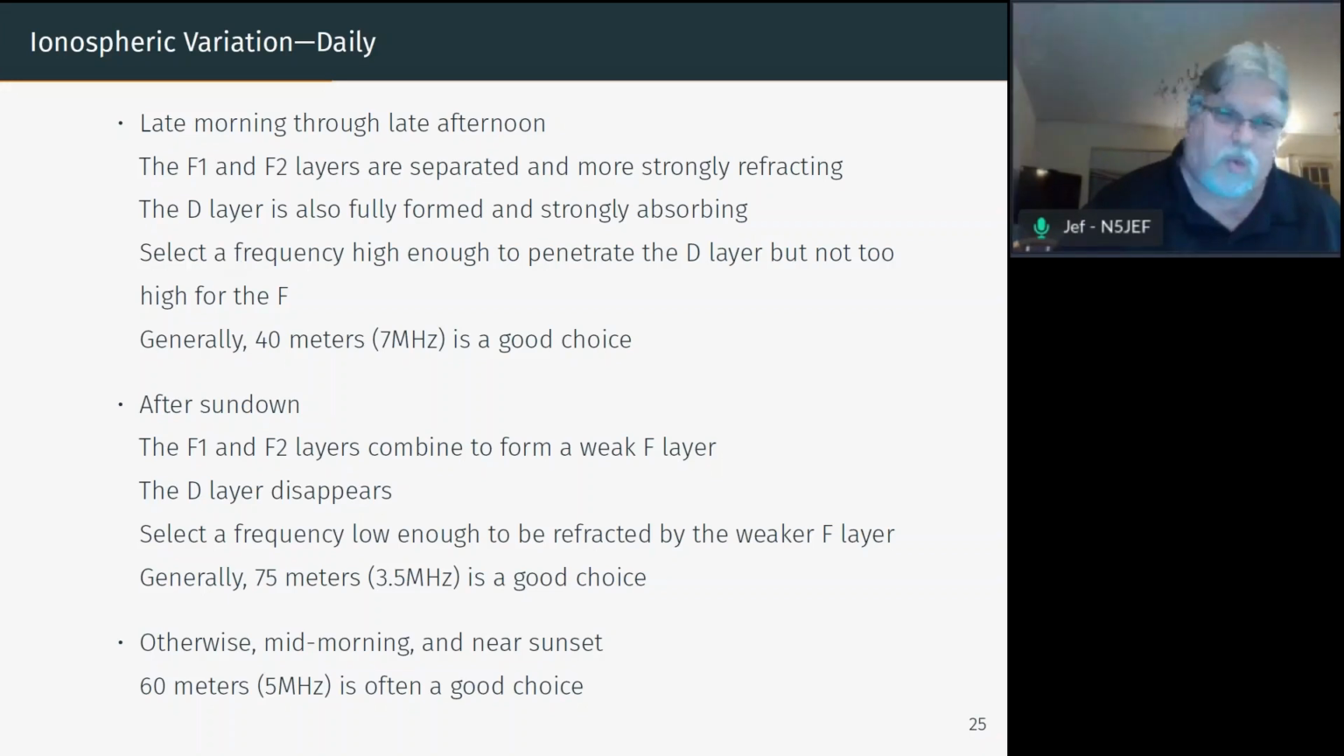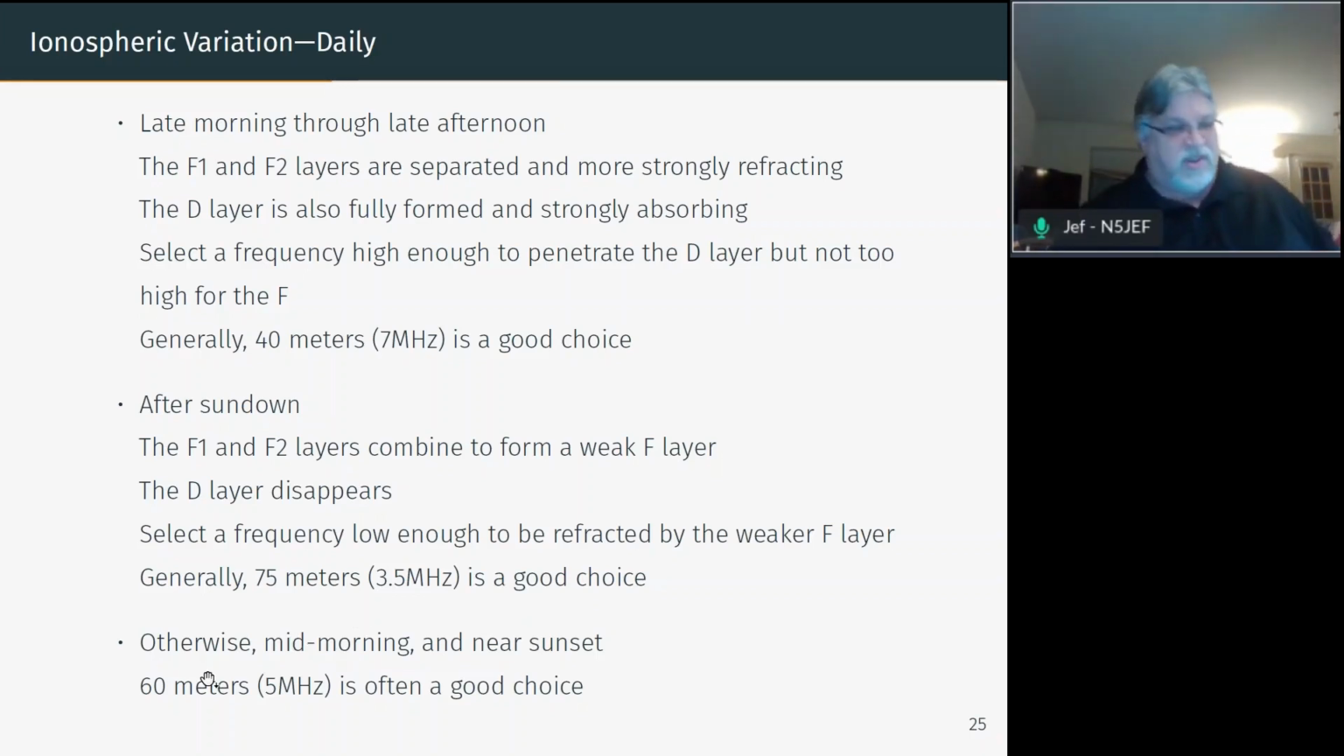Early mornings and after sundown, the F1 and F2 layers combine to form a weak F layer. The D layer disappears, and so you have to select a frequency low enough to be refracted by the F layer, and generally 75 meters is a good choice. Otherwise, mid-morning, near sunset, in between, 60 meters, 5 megahertz is a very good choice. And that's some real prime real estate, which is why we have it on a secondary basis. The military has it primary because if they need to do NVIS, they are primary on the 60-meter band.